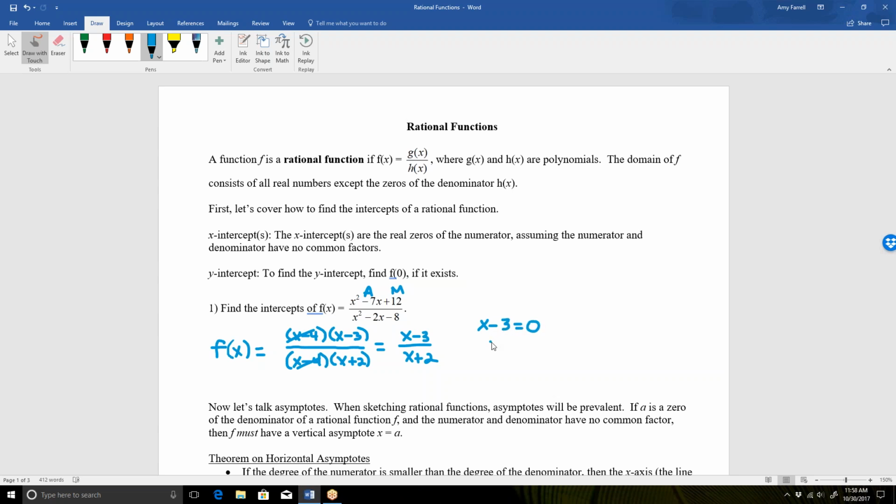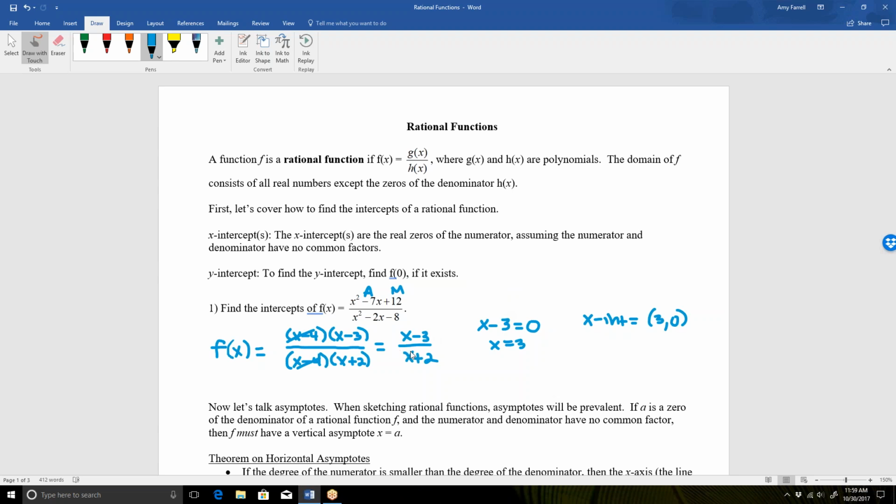And when I solve that equation, I get x equals 3. So I have one x-intercept, and that is the point 3, 0, if you want to write that as an ordered pair. So an x-intercept at 3, 0. I found the 0 of the numerator once I made sure that the numerator and denominator had no common factors.